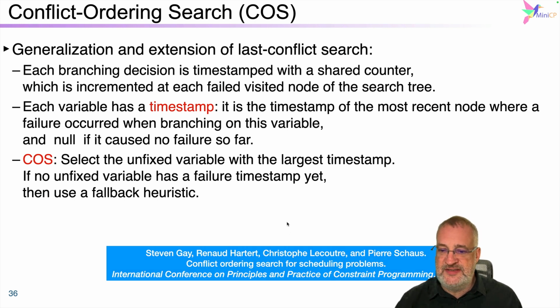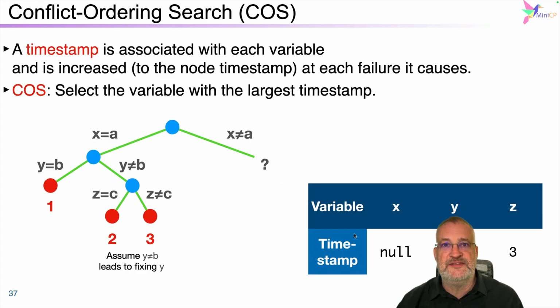So let's take a look at this, and of course this is where you can find details on the paper and the ideas. So here is a tree, right? We have the root, we have two decisions. We take x equal a. When we go down that path, we pick y equal b, and we detect a conflict. At that point, the logical clock is 1. So we remember in the table here that the timestamp for the conflict when we picked y is 1. Note that for x, we don't have a conflict, so the value is still unknown, null.